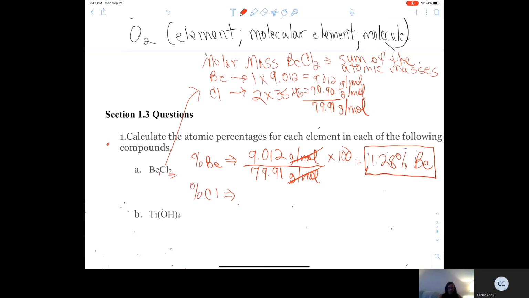The percent chlorine in this compound, we take the total atomic mass for chlorine in this compound, which is 70.90 grams per mole, divided by the total atomic mass, the total molar mass for this compound, 79.91 grams per mole, and then multiply by 100.